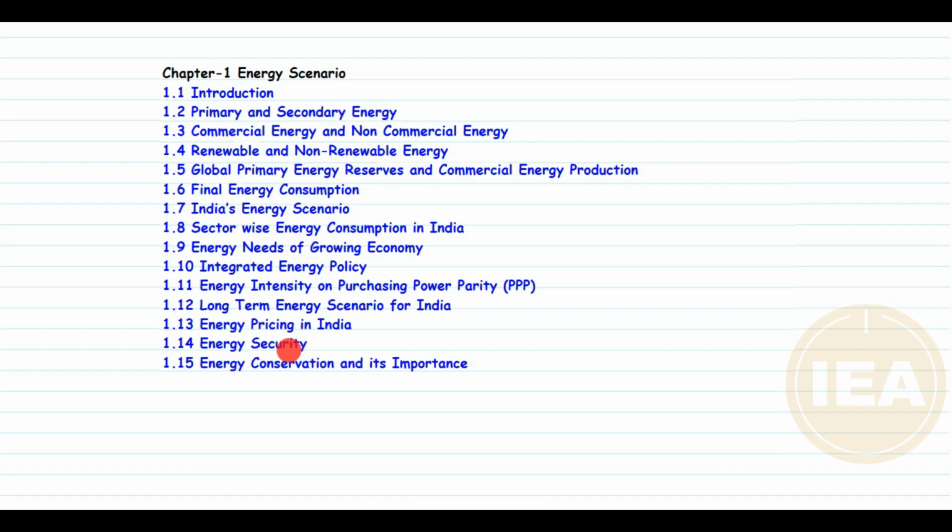Then energy security. If we want to develop, then definitely we need growth, and for growth we need energy. Many forms of energy may be available, and some forms of energy might not be available. For example, oil reserves might not be sufficient in India to meet the growing industrial demand. So how do we ensure energy security? Then energy conservation and its importance. We'll see all these chapters one by one.